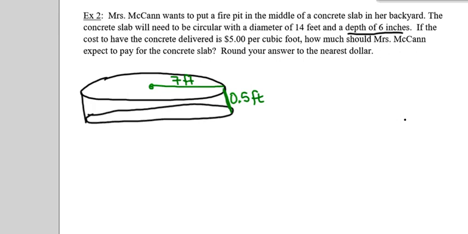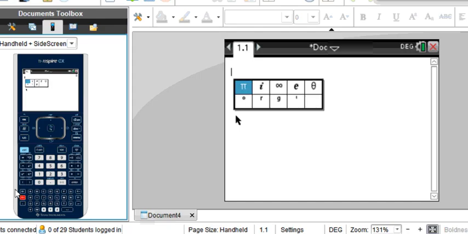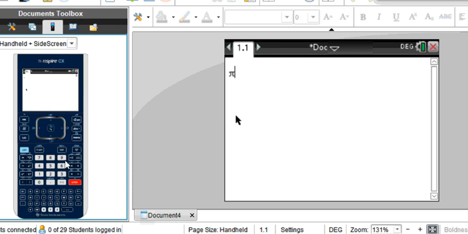So in order to find the volume of this, it's actually in the shape of a sphere, not a sphere, a cylinder. I'm going to use my formula: volume is equal to pi times r squared times h. So the pi times the 7 squared times the 0.5. I'm going to run to my calculator now and multiply all these out. So I've got pi times 7 squared times 0.5.